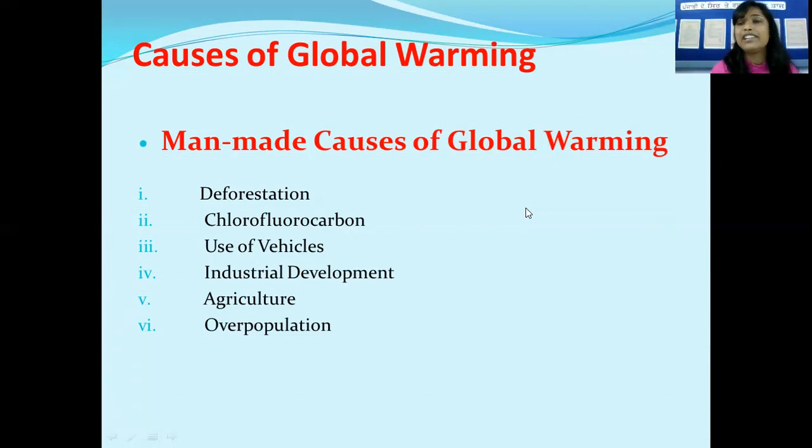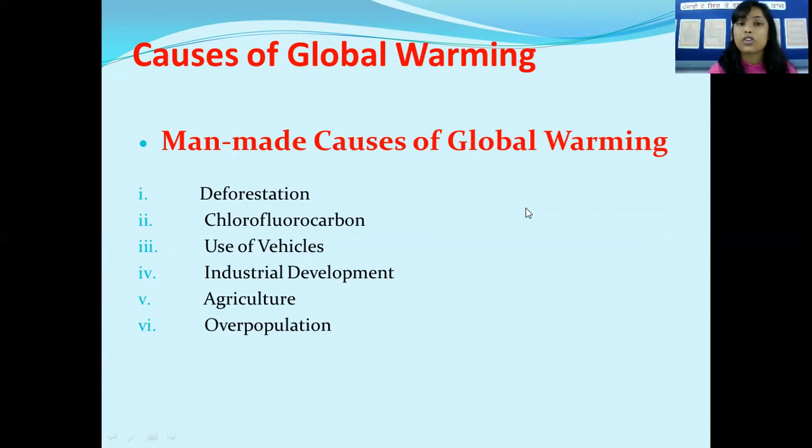Now, the sixth point, last but not the least, is overpopulation. How is overpopulation causing global warming? As you are well aware, breathing is really important for living beings. When we are breathing, what are we actually doing? We are taking in oxygen and releasing carbon dioxide into the atmosphere. Now this carbon dioxide, as I already told you, is a greenhouse gas, and it absorbs the heat, the infrared radiation, in the environment, and doesn't let it go out again.